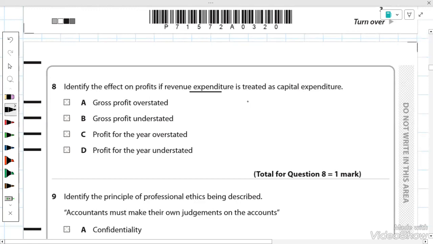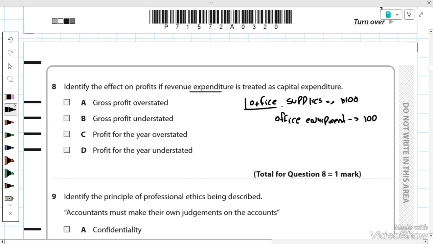So let's suppose that there are office supplies. We know that office supplies are basically our revenue expenditure. And maybe we incurred some expenses of office supplies for $100, but we mistakenly recorded this $100 as a capital expenditure. So what type of thing can be a capital expenditure? For example, your office equipment. You basically debit your office equipment by $100.